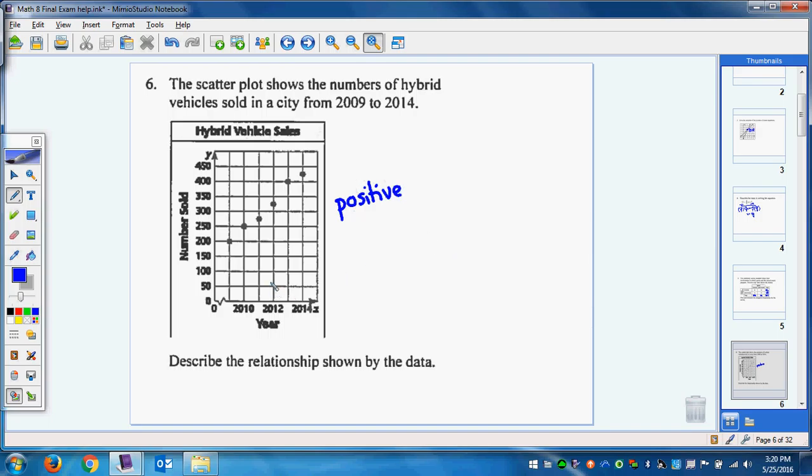And is it linear or nonlinear? It appears to be linear. So it's a positive linear relationship. Sometimes it's called a correlation, but positive linear is what we want. You can use relationship or correlation, so you write whichever word you like. Since it said describe the relationship, maybe the relationship is the better option there.